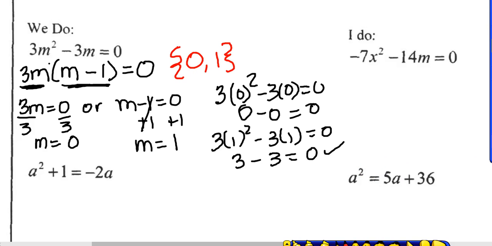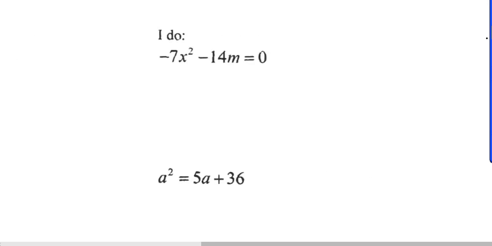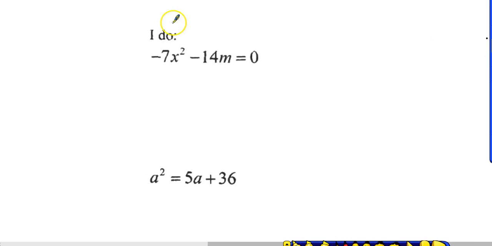Okay. If you don't have questions, you do the next one. Be careful. Oh, make this an X, please. It's not an M. Yeah, it makes it a little harder in 2 variables.